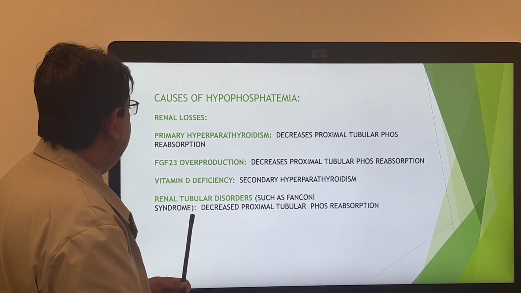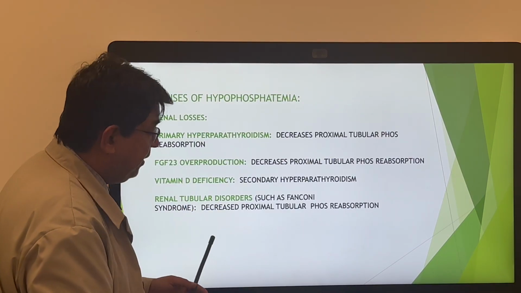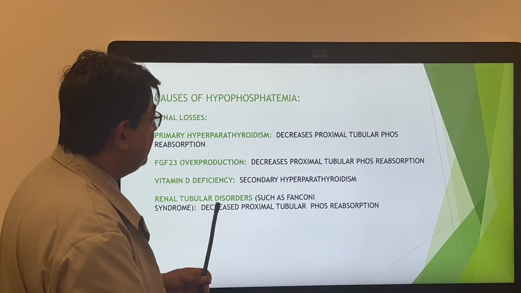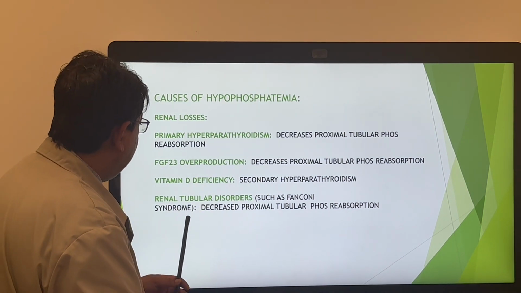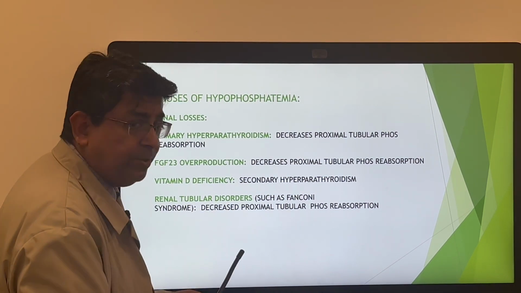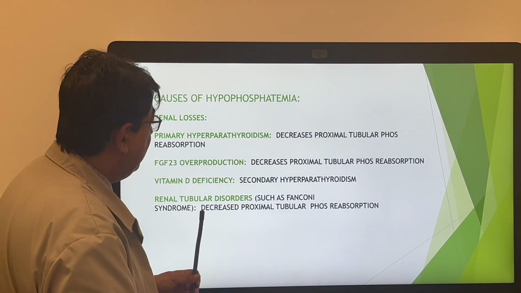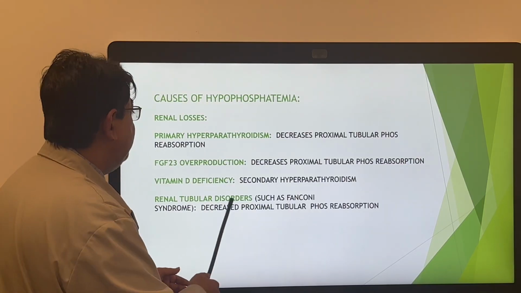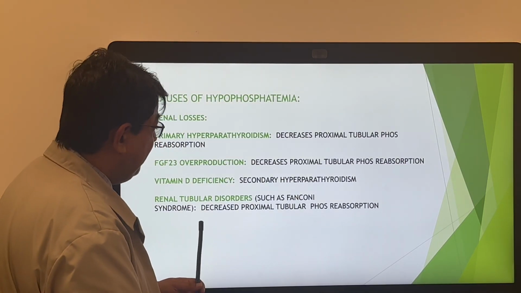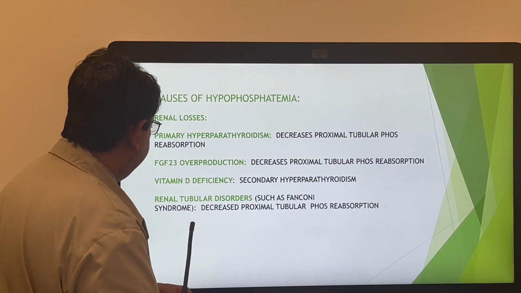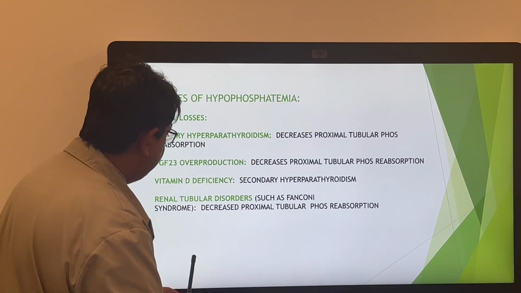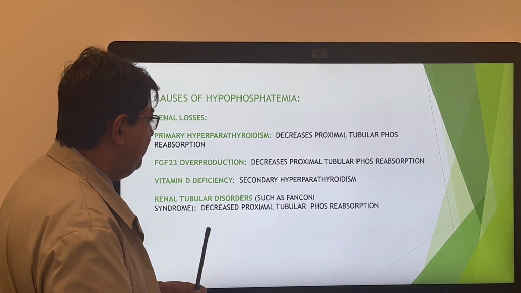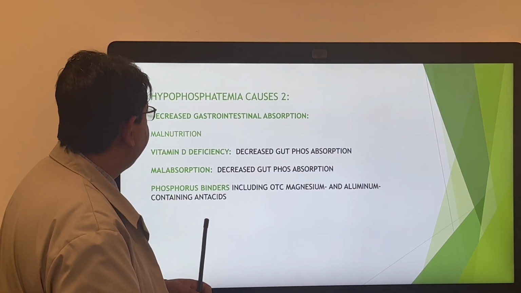Next. Renal losses can occur. Primary hyperparathyroidism would cause decreased proximal tubular phosphate absorption. FGF23 overproduction does exist, and this will decrease proximal tubular phosphate absorption. Vitamin D deficiency, as in secondary hyperparathyroidism, and then renal tubular disorders such as Fanconi syndrome, in which there's decreased proximal tubular phosphate absorption. Next slide.